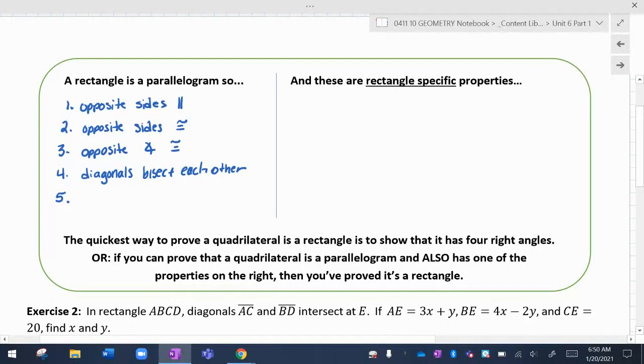And then number 5, which is a property, but I've got to be honest, we don't use it that often, that consecutive angles are supplementary. Okay, we don't use that one that often, though. 1 through 4 are definitely your keys. That's true of all parallelograms, so rectangles have that. Rectangles also have 2 additional specific properties. 1, that all 4 angles are right angles. And 2, your diagonals are congruent.